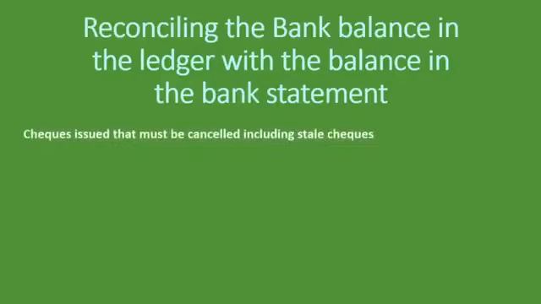Checks issued that must be cancelled, including stale checks. Now they may tell you in your question, and you'll see now in our example later on, that you issued a check, but that check must be cancelled, or it's stale, or it's gone over its period. Maybe the check is only valid for 3 months or 6 months and it wasn't cashed in. If it must be cancelled, what do you do?